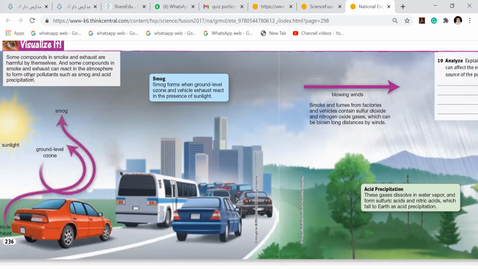So smog forms when ground level ozone and vehicle smoke react. We have ozone near the ground also, which we call ground level ozone. And the vehicle exhaust that comes out reacts with it in the presence of sunlight. So that is how smog is formed. They have shown you here, see, what comes out from the car and from the ground level ozone. They both react to form smog.